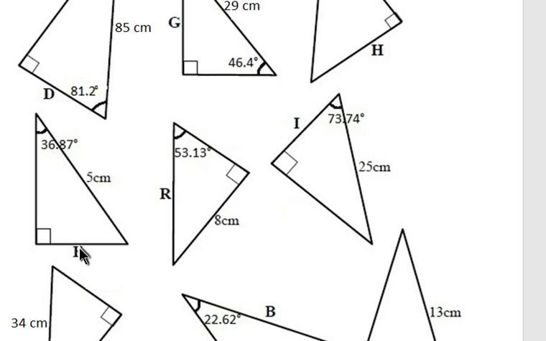So we use sine. And because we're given the long side, we don't use divide at all. We just have the simple sine. We've got 5 sine 36.87. Press equals and you get your answer. Let's have a look at another one.